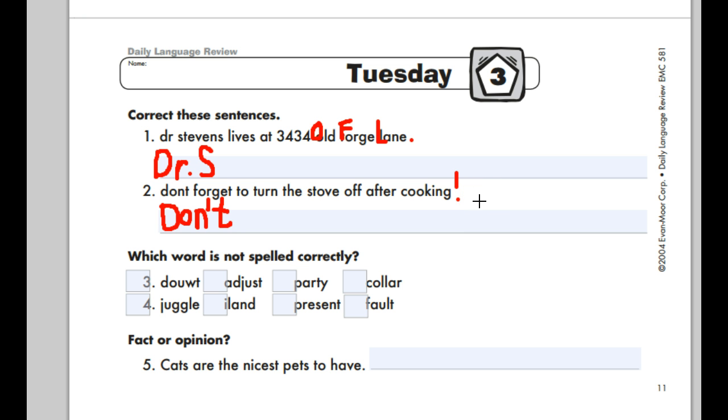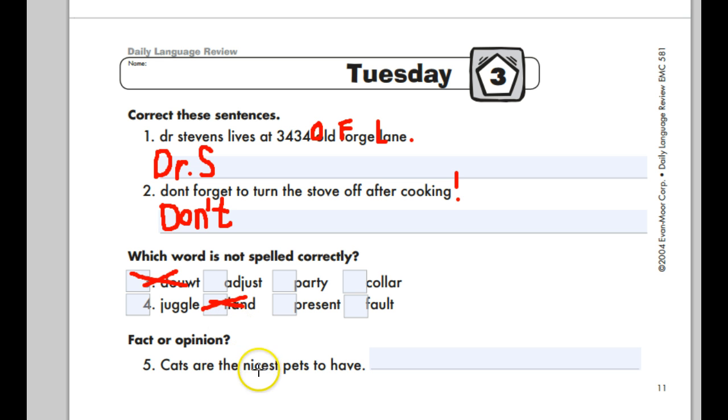Which word is not spelled correctly? So this word is not spelled correctly. That's doubt. That should be D-O-U-B-T. Island is not spelled correctly. That should have an S in it.